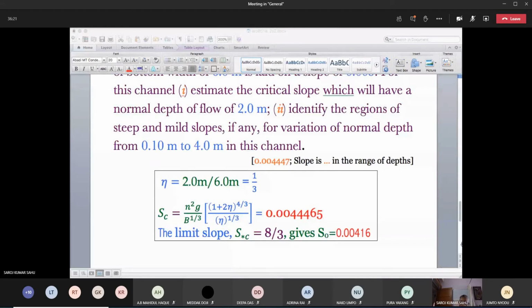Okay, the limit slope is 8 by 3, so S b to the power 1 by 3 by g n square will be equal to 8 by 3, and from that you compute S. From that you compute S, which will give you the critical slope as 0.00416.